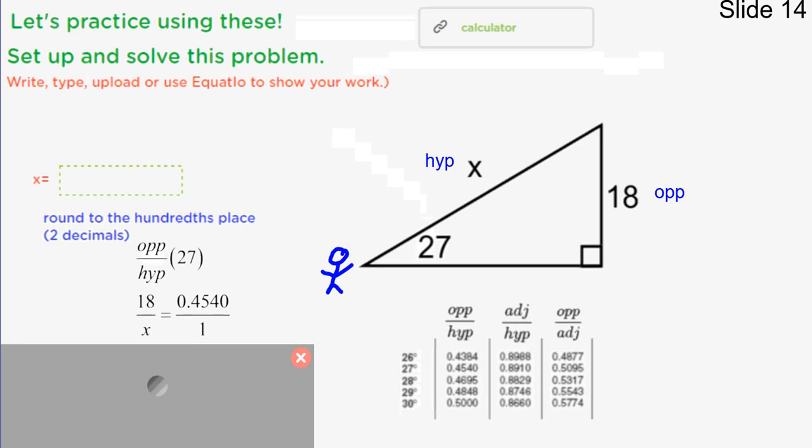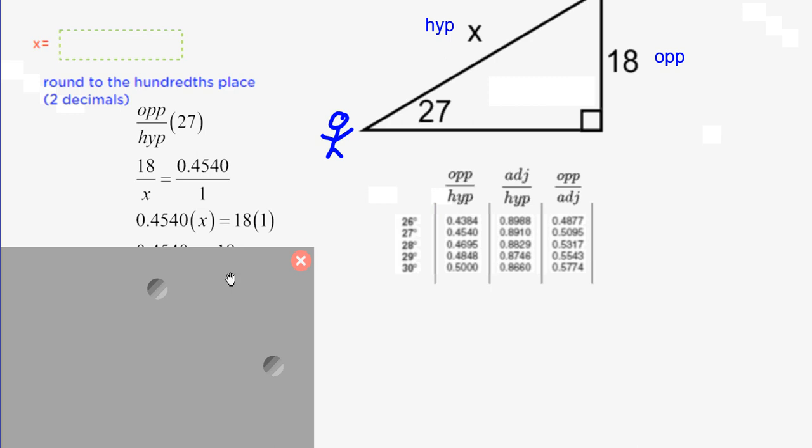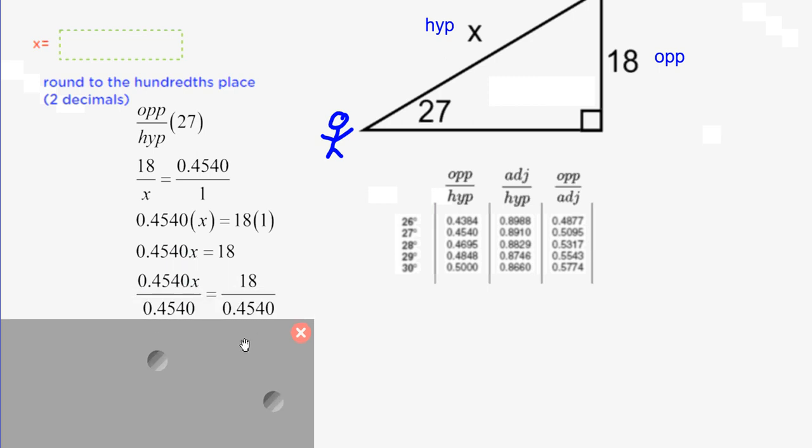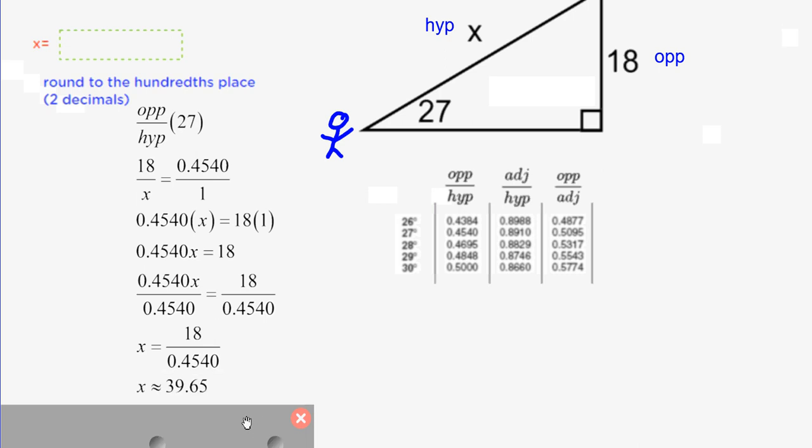So again, we can do our means extremes, our cross products, to solve for x. I'm taking x times 0.4540 equal to 18 times 1. I know 18 times 1 is 18, but notice how x is still not alone yet. It's got this multiplier, so to undo that, we have to divide each side by that decimal ratio. So if I do my calculation for x, I've got 18 divided by 0.4540. I'm talking about having a hypotenuse with a length of 39.65.